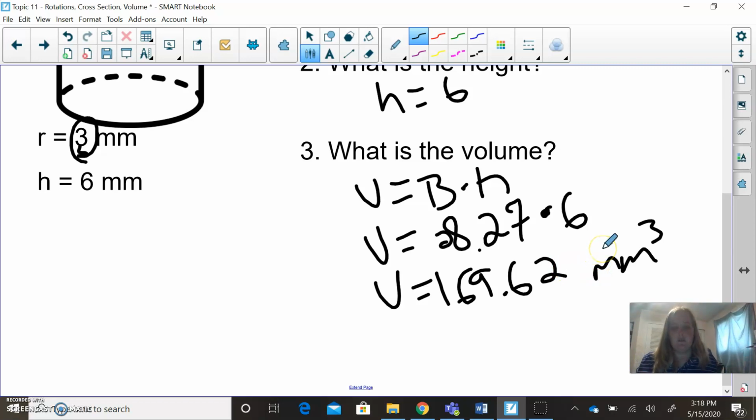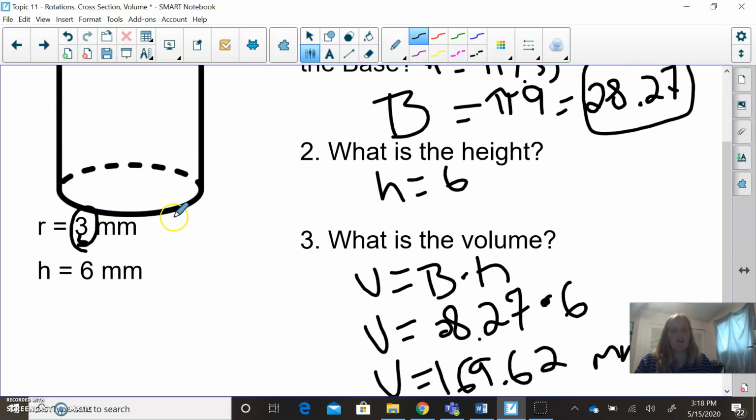Okay, guys. Alright. Nothing too crazy. Like you said, you just have to find the area of the circle and times it by the height of the cylinder. So it would be like finding the area of the base and then timesing it by the height of this, okay? The height of the cup.